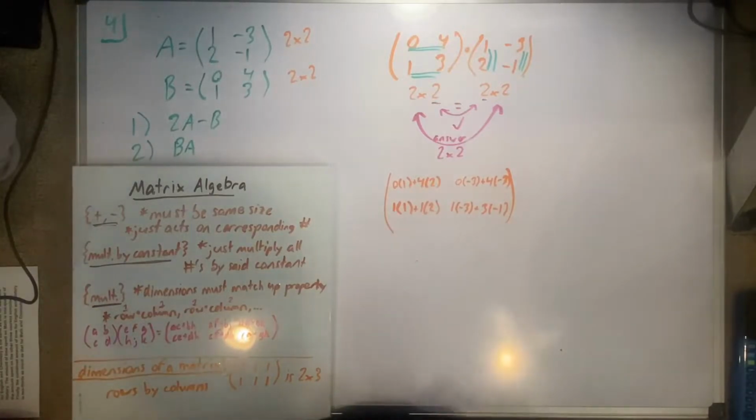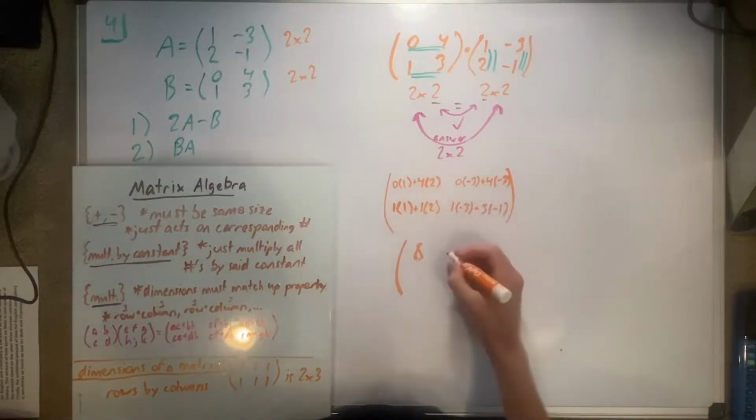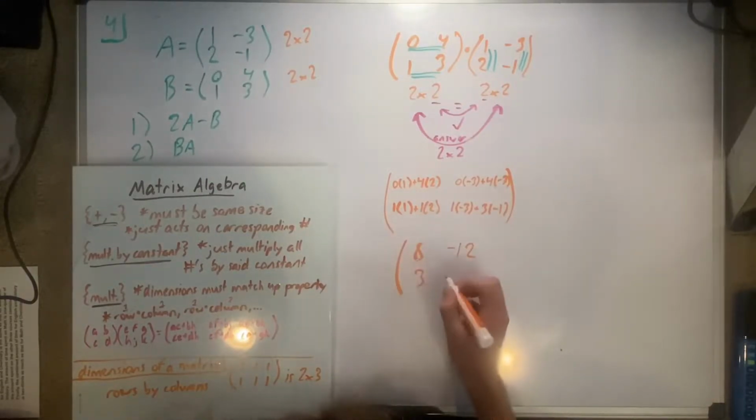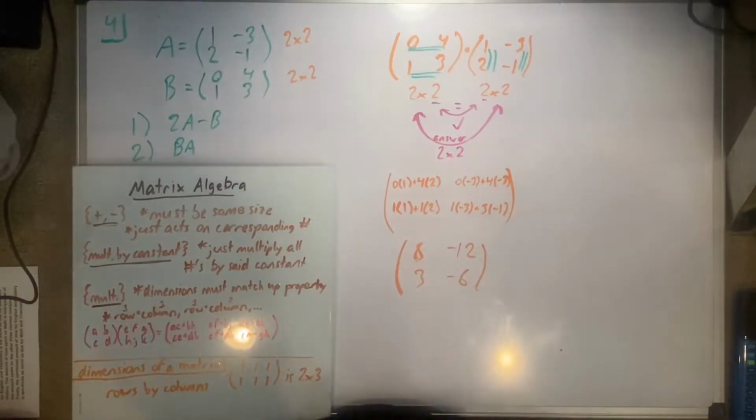So 0 times 1 plus 4 times 2 is 8. So that there is -12. This here is 1 plus 2 is 3. This here is -3 plus -3 is -6. And this is our answer for the multiplication. Woo! I hate matrix algebra. It sucks, especially when you start getting the bigger numbers.